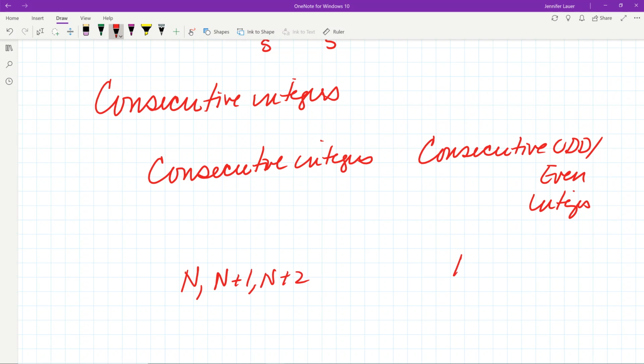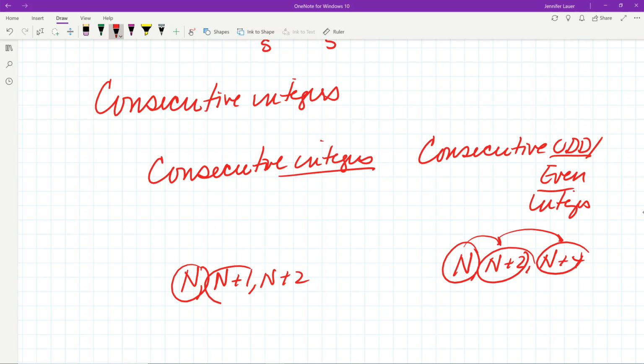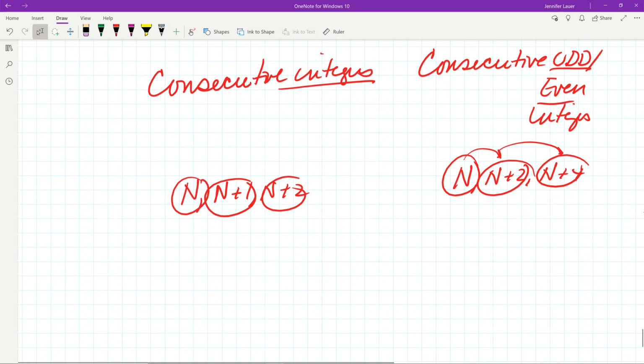If it's consecutive odd or even, you're going to skip every other one. Please understand that whether it says odd or even, it doesn't matter. You're going to skip. See how we're skipping, n plus 1, n plus 3. So odd or even, you're going to use these formulas. Just straight consecutive integers, you're going to use these. So let's do a couple practice problems just to make sure you understand what's going on.